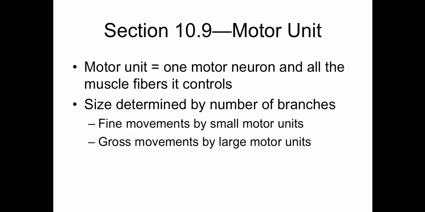When a motor neuron reaches a muscle, it branches numerous times to synapse with a number of muscle fibers. In this manner, a single motor neuron controls a number of muscle fibers. All motor units contain one motor neuron.